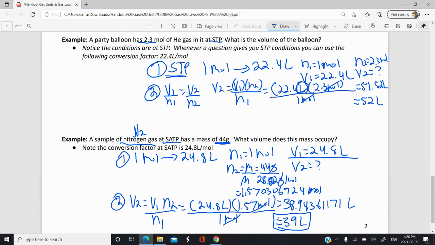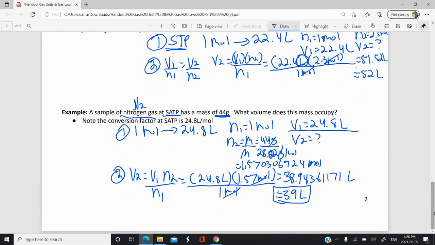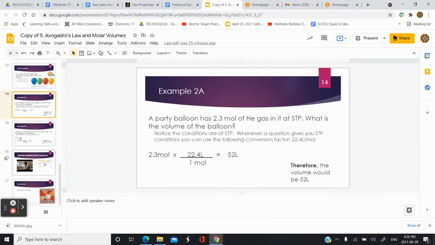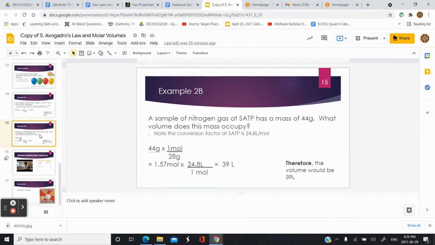And that makes sense. Our volume would have gone up since you didn't quite double the amount. You did 1.5 more, or a half more than the moles from before. So that gives us 39 liters. Let's just take a look to see if we are on the right track with that. So it looks like, yes, 39 liters, correct number of sig figs there as well.